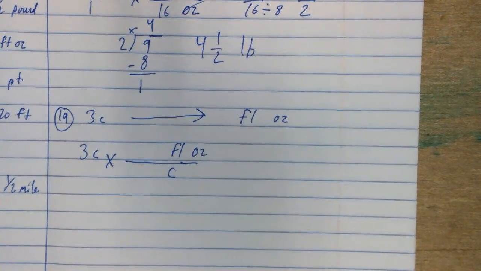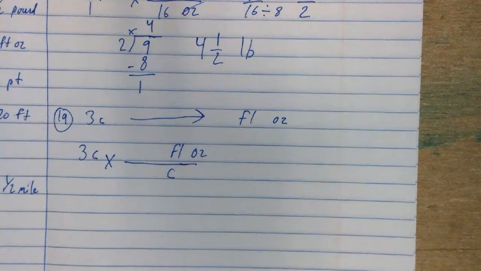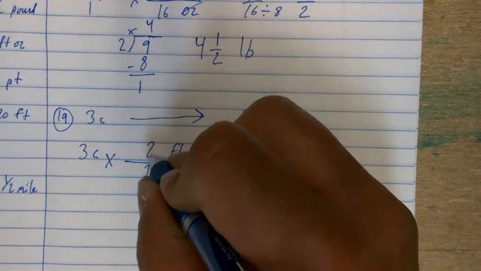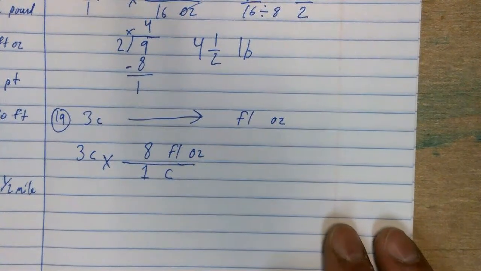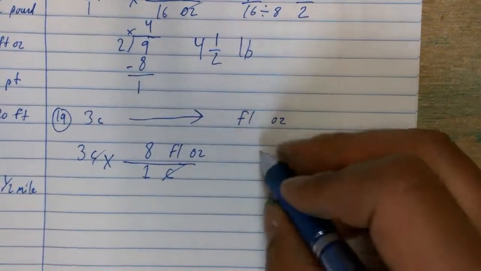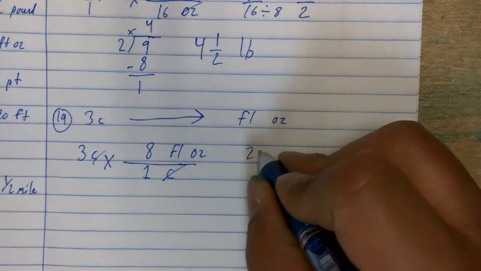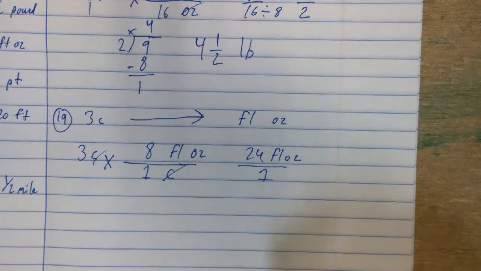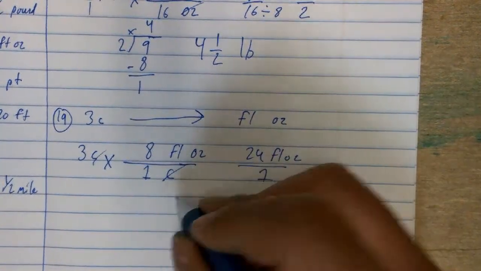Okay? So, to remind myself, 1 cup, 8 fluid ounces. Cups cancel out. I have 24 fluid ounces over 1. 24 divided by 1 is just 24.